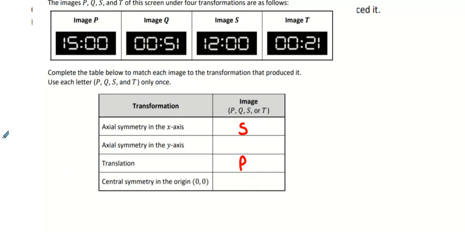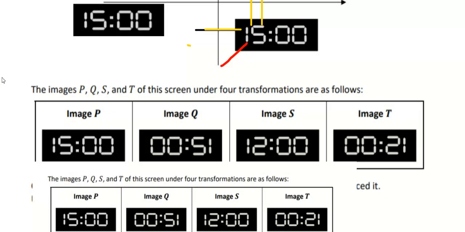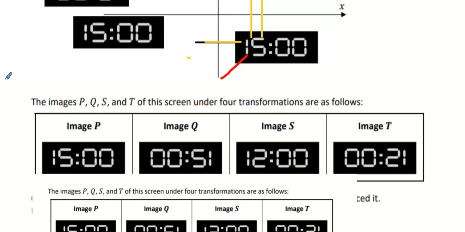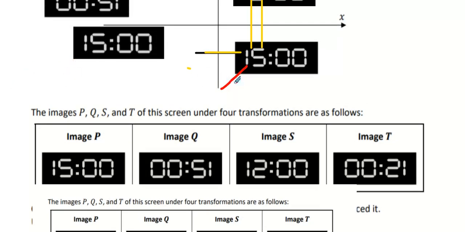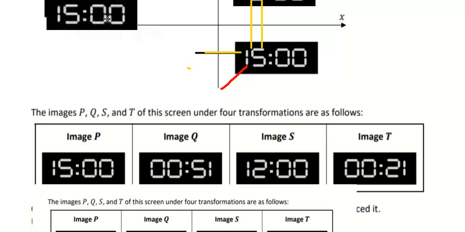Next one, axial symmetry in the y-axis. Well, that's going to be image Q, because the 15 will have to change around. Okay, so the 1 will be closest to the other one. So I reckon we're looking at image Q here.